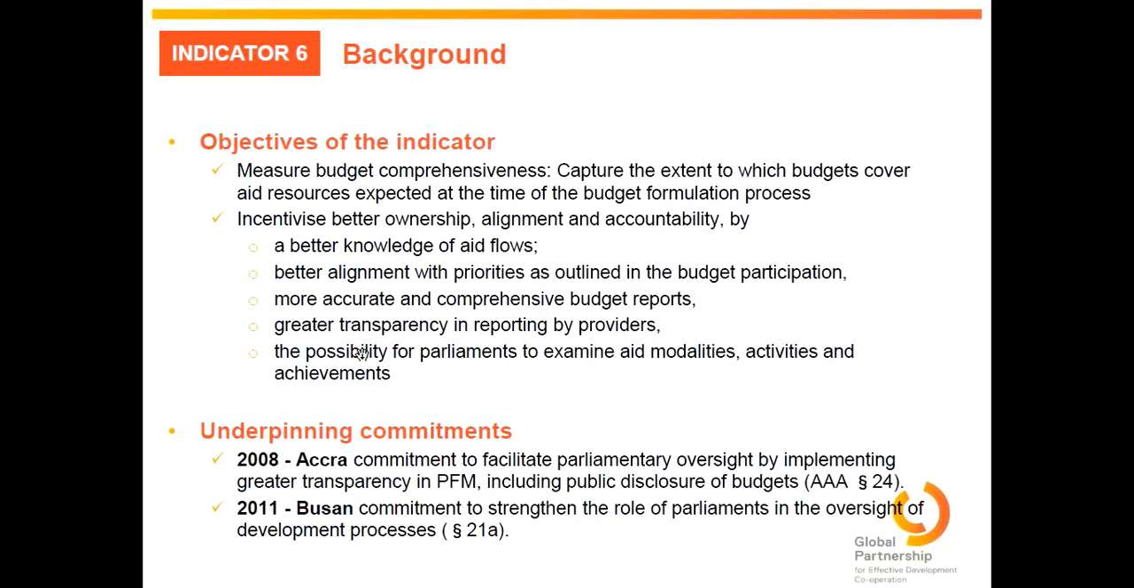Okay. So similarly to indicator 5, what's the main objective of this indicator? Why is aid on budget important? The main ideas are to incentivize better ownership, alignment, and accountability for the government to have a better knowledge of aid flows within the country, a better alignment with priorities as outlined in the budget of the government, more accurate and comprehensive budget reports, greater transparency by providers in reporting, and the possibility for parliaments to examine aid modalities, activities, and achievements. As for Indicator 5, the commitments are rooted in Accra and are also reaffirmed in Busan.